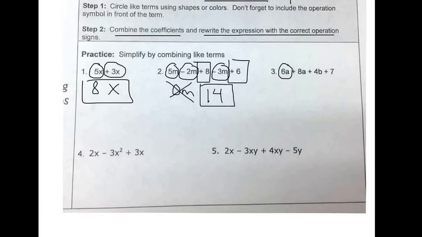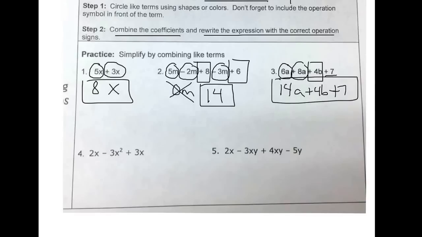6a and 8a are like terms, so 6 plus 8 is 14a. The b's, that's the only b, so it's plus 4b. And I'll underline the last set, plus 7. Once you get to all unlike terms, then you're done. This is simplified: 14a plus 4b plus 7.